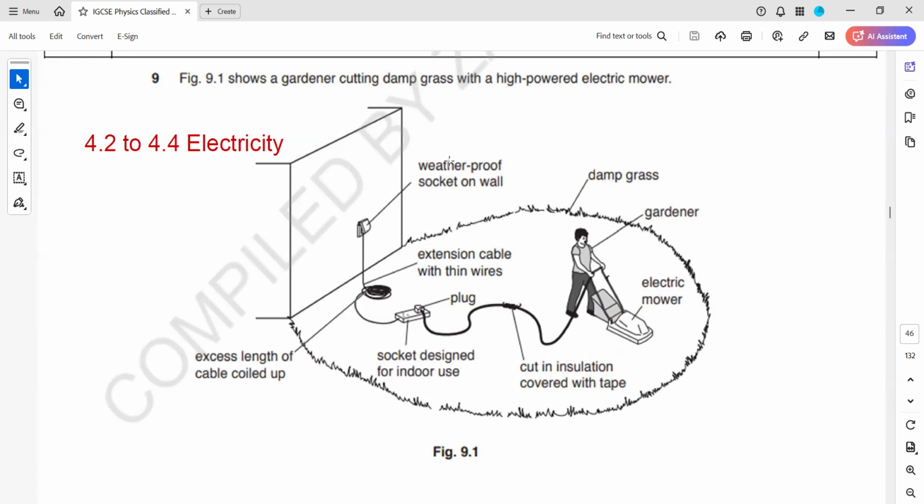Can you identify? Yes, a cut in the insulation on damp grass, so he may get an electric shock. That's one thing. The extension cable has very thin wires and no fuse. Also, the extension and the socket are only designed for indoor use. What else?